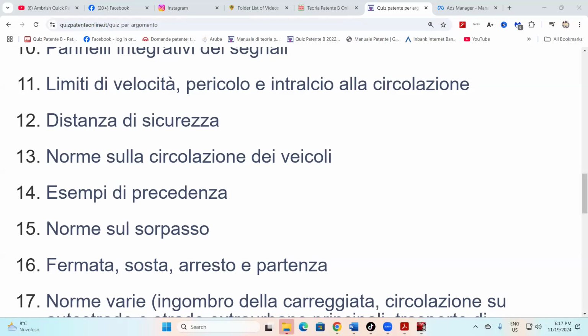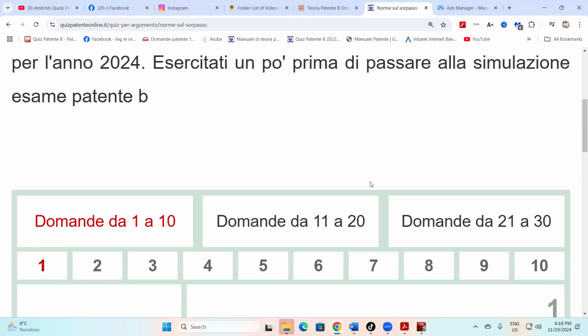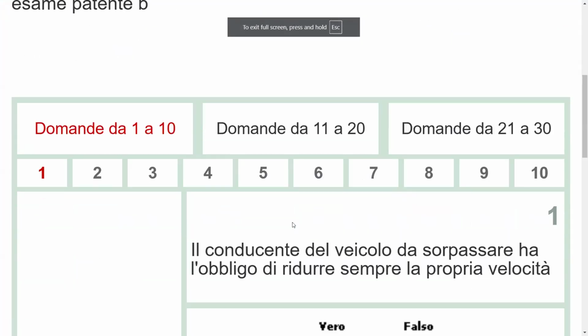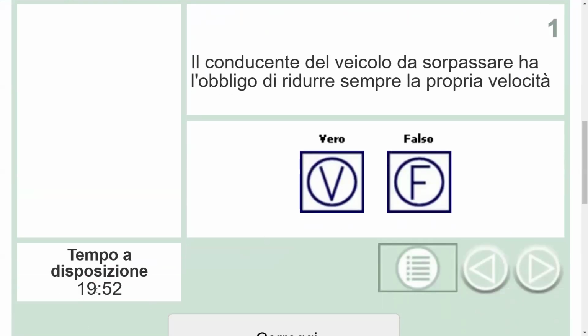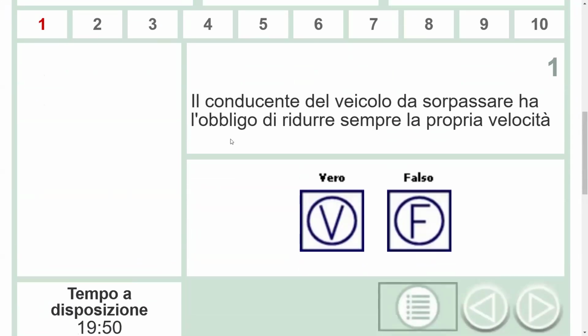I welcome you to our special quiz where we'll be doing the quiz of chapter number 15, which is Norme sul sorpasso. It's a chapter that has to do with the laws pertaining to overtaking. It doesn't contain a lot of pictures, so you must understand how the sentence is formed so that you can answer. So, there you are. Let's start. This is exactly how your exam is going to be. There will be 30 sentences, and there are 20 minutes to answer them vero o falso.